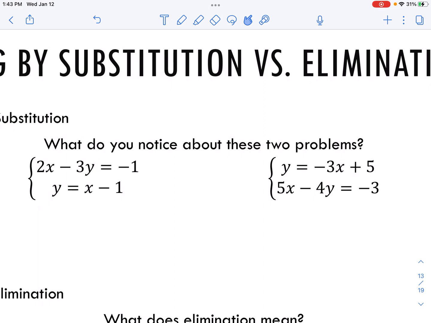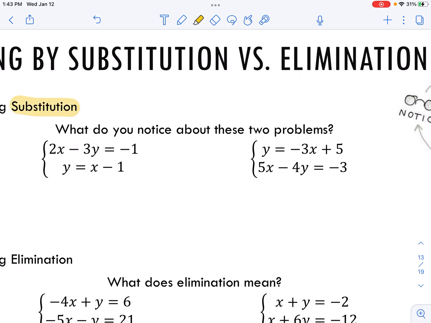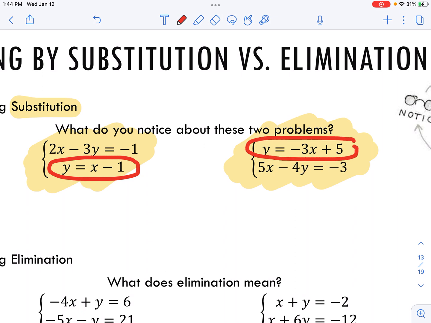So let's talk a little bit about when we want to use substitution. All right, so that's going to be our first goal. Well, let's take a look at these two systems that I'm highlighting in yellow here. Take a moment independently and identify anything in common about these two problems. What do you notice about each of these systems? Hopefully you noticed that one of them's in standard form and one of them's in slope-intercept form. More specifically, when we have something in slope-intercept form, one of my variables is already isolated.